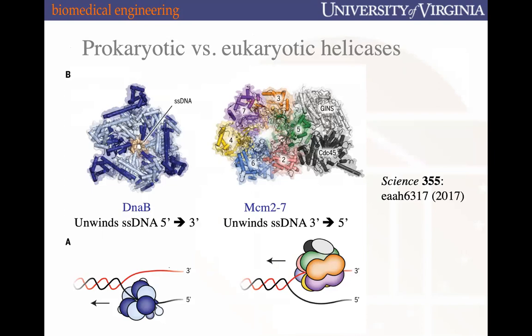So it's coming from ATP. Whenever we describe an enzyme that requires energy, it's oftentimes mediated by ATP. So in prokaryotic versus eukaryotic cells, there are different helicases.